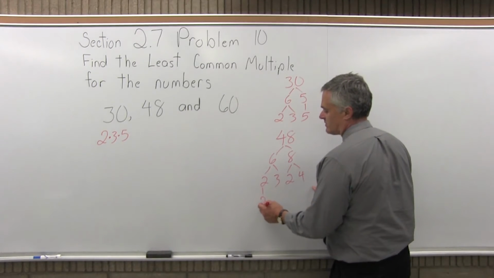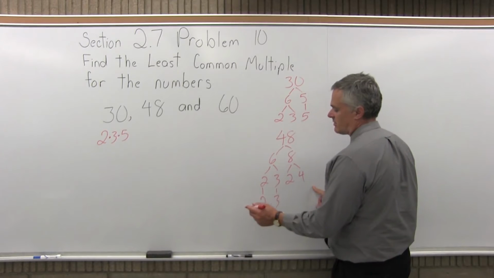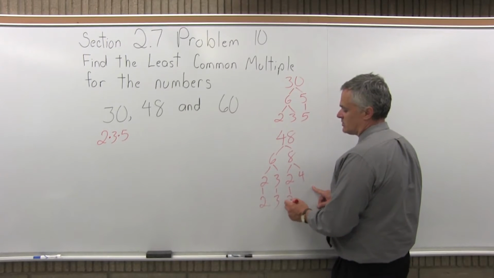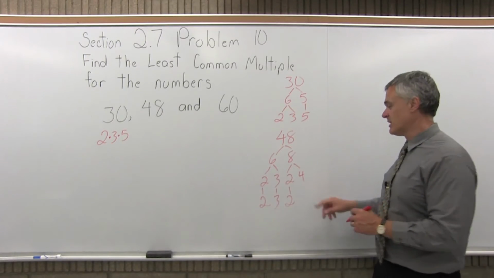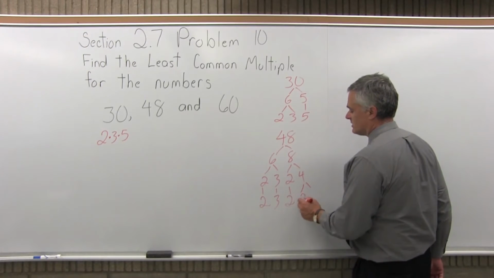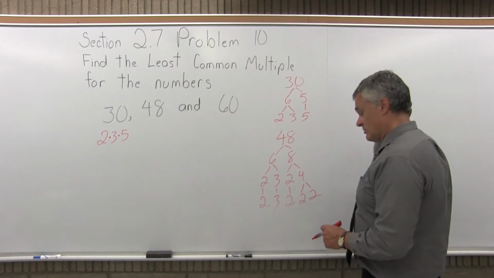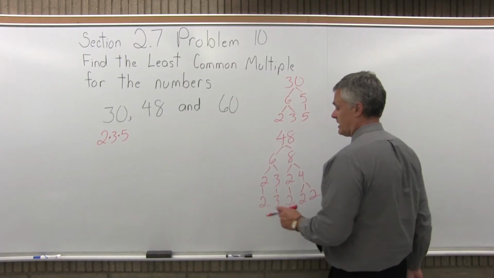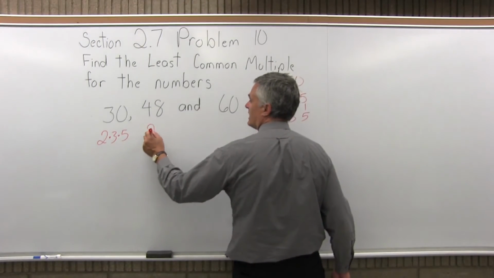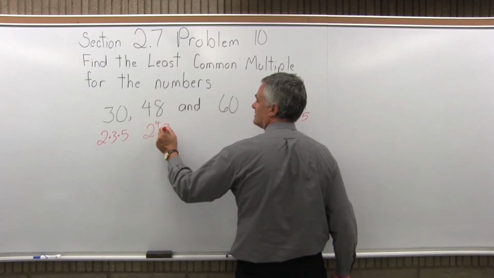So the first 2 I'll bring straight down without splitting. The 3 next to it I'll bring straight down without splitting. The 2 next to that I'll bring straight down without splitting. And then the 4 at the very end I'll split into 2 times 2. So I have 1, 2, 3, 4 2s and a 3. So for the 48, I'll have 2 to the 4th times 3.